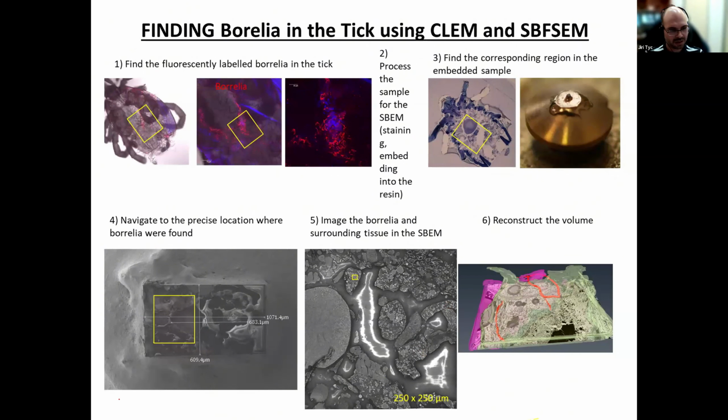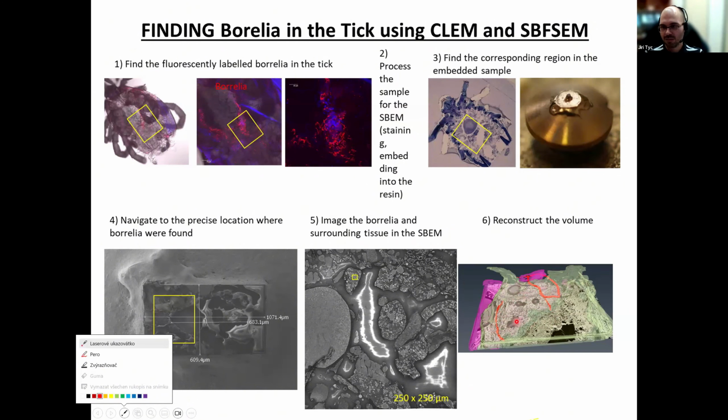But you can see that in this case, the Borrelia are actually traversing the tissue in between these two cells. So there is the yellow cell and the pink cell, and the Borrelia are in between.